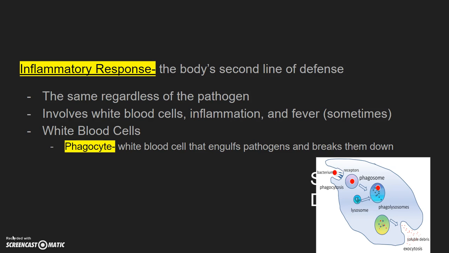White blood cells in the inflammatory response are what's called phagocytes. They basically engulf the pathogen and break it down. So you can see here a bacteria is going into the phagocyte, and it's showing you the process, and it basically just gets rid of it as particles.